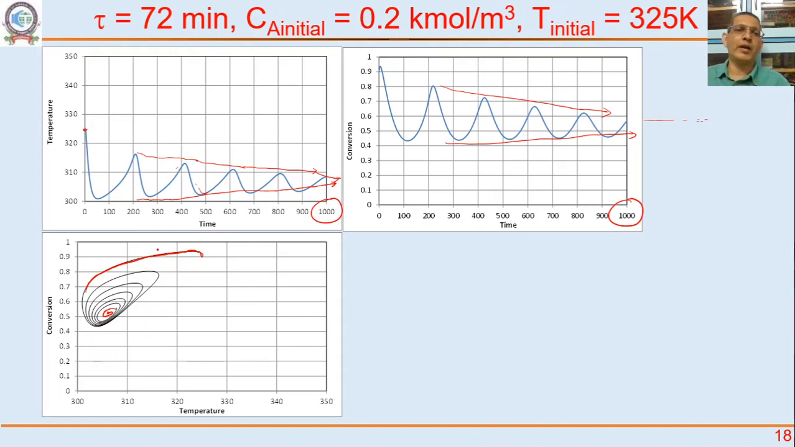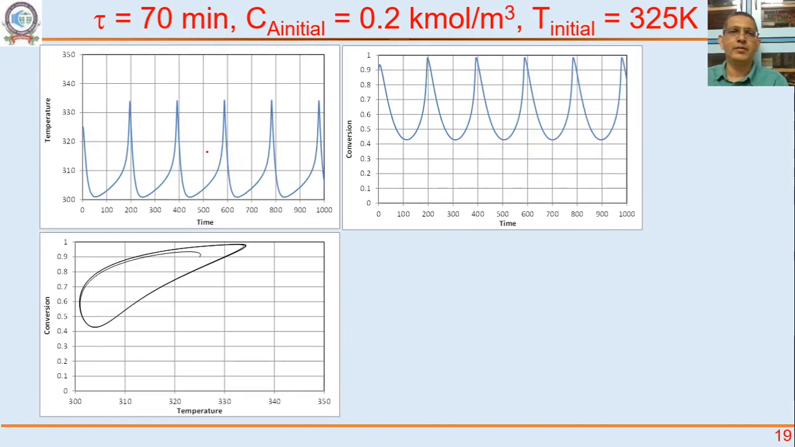What kind of controller do I have to use to control these oscillations? You thought process control was such a non-required subject or such an easy subject. Now you see all these dynamics come into the picture. Reduce the residence time a little bit from 72 minutes to 70 minutes. What do you expect? Solve, you will see for yourself.